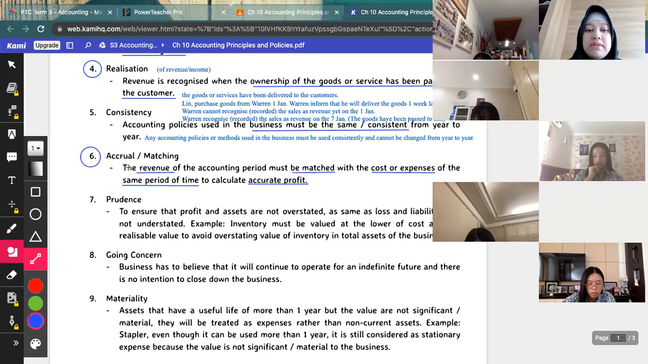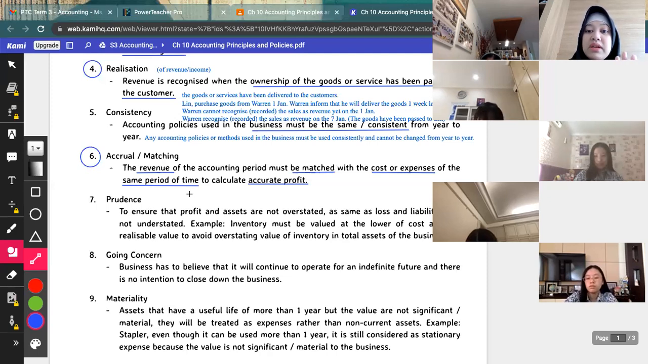Okay. It's okay because I will discuss this in more detail in chapter 11, yeah. But the point on accrual or matching principles is this: revenue and expenses must be matched together, but it has to be in the same period of time. If your revenue is from January to December, your expenses must also be from January to December. If your revenue is from January to March, then your expense must also be from January to March.